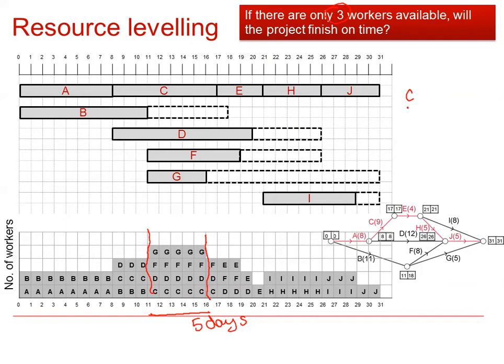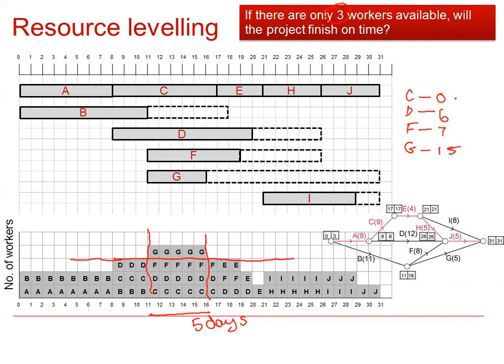So activities C, D, F and G are happening between days 11 and 16. And we want to look at the float for these activities. So C has a float of 0 according to our cascade diagram. D has a float of 6, F has a float of 7 and G has a float of 15. So one of these activities needs to be delayed by 5 days in order for the project to be completed using only 3 workers.